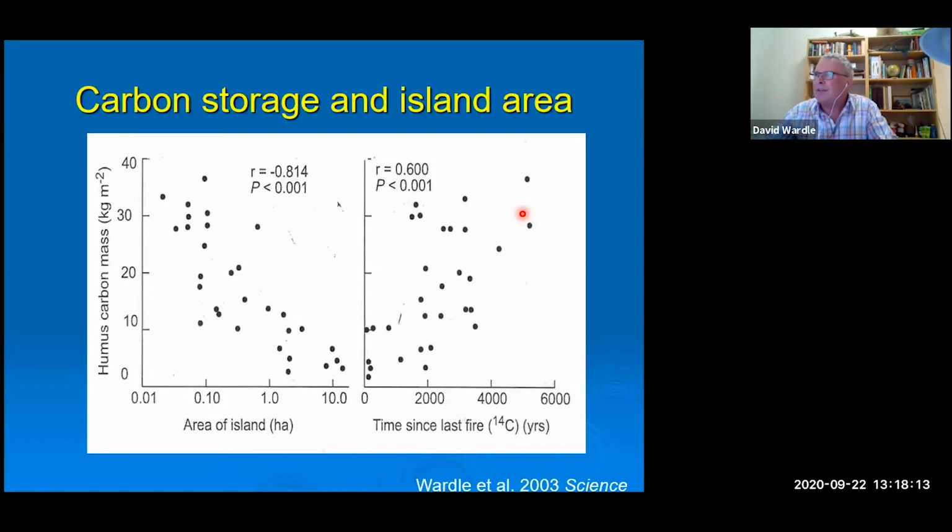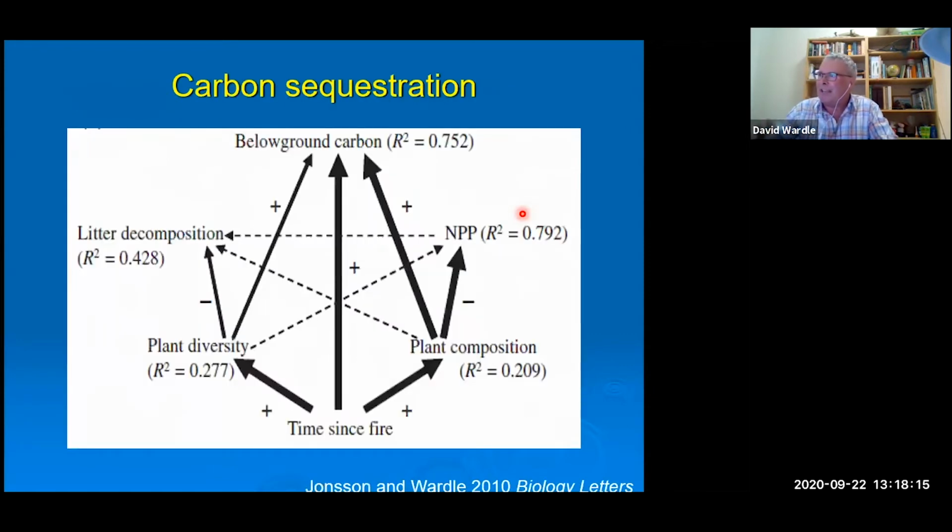Now, this is as far as the story got 10 years ago. This is work headed up by my then postdoc, Mikkel Jonsson, who actually gave a seminar at the ASC a couple of years ago. But what this shows is a structural equation model. Basically, the thickness of an arrow indicates the importance of a pathway. So on our islands, time since fire has strong direct effects. Fire burns carbon, less fire, there's more carbon.